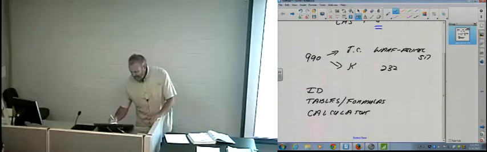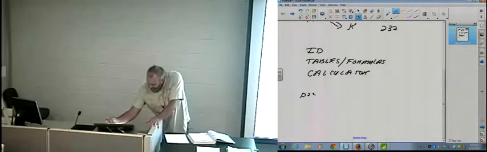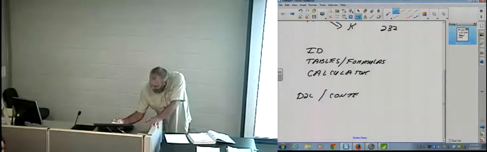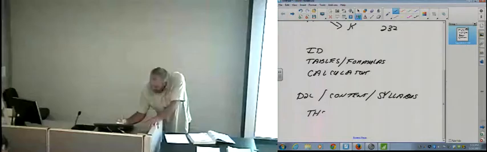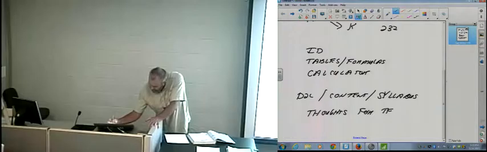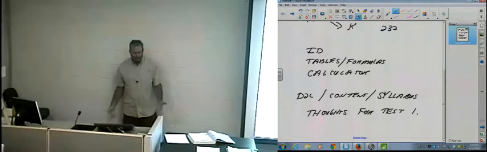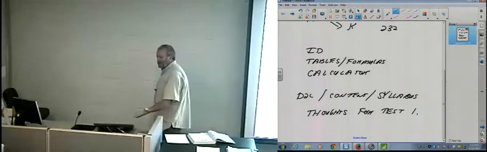My other thought about this test is I've got in D2L, they're not there yet because I didn't know how far we were going to get. In D2L, under content, syllabus, you'll see something called Thoughts for Test 1. What I've done is I went through each chapter and told you what you need to be able to do, what you need to be looking at. I didn't give you any specific problems to look at, but I'm telling you what kind of things I think.